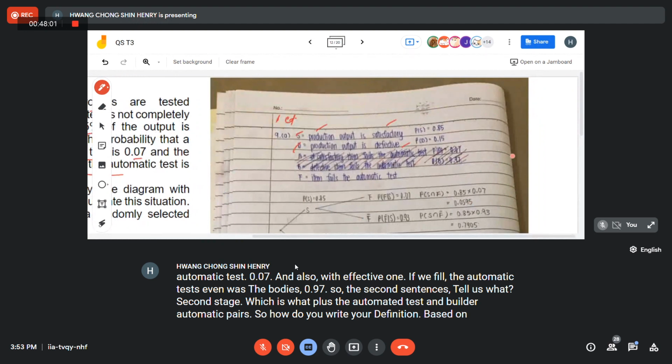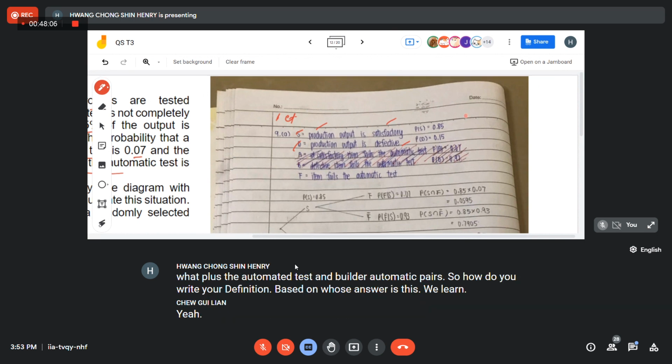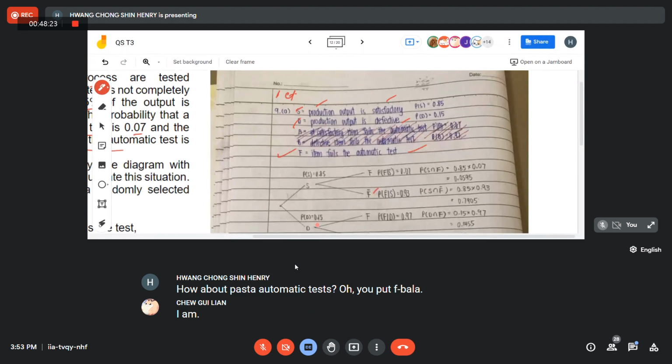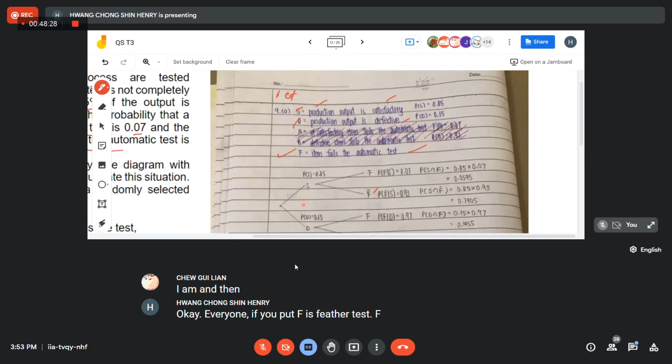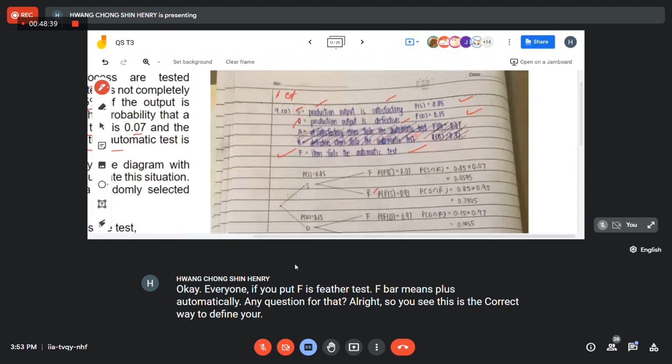So what do you define? F is what? F is fail the automatic test. How about pass the automatic test? You put F bar. Everyone, if you put F is fail the test, F bar means pass the test automatically. Any question for that? All right, so you see this is the correct way to define your definition.